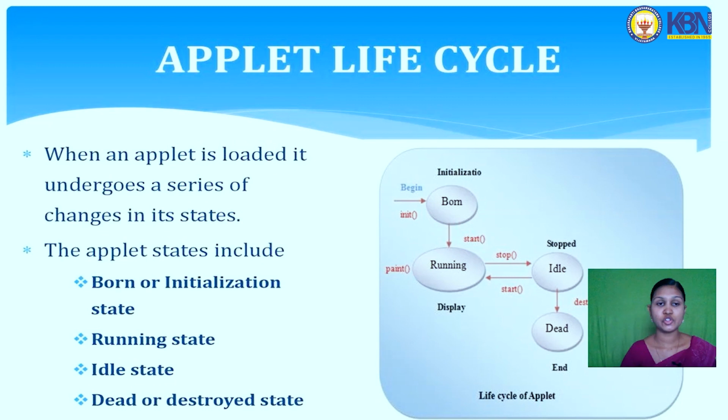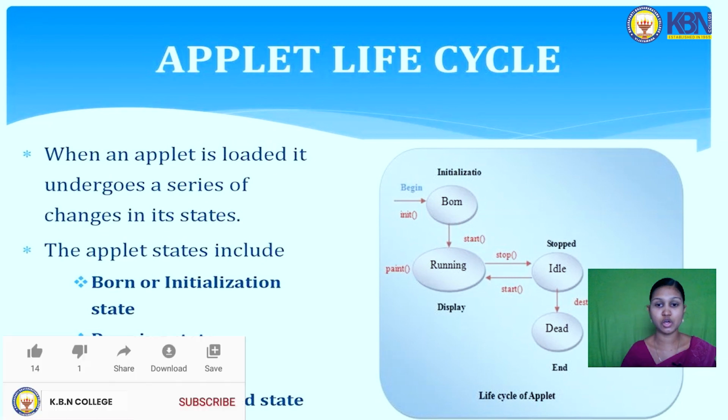In the previous topic we learned the thread life cycle. The applet is the same. First it has a born state, which means the init method, start method, running, idle, dead and destroy methods that I discussed previously. These methods come from this life cycle. First the applet will be born. How do we identify it?